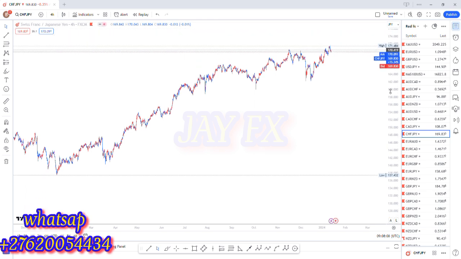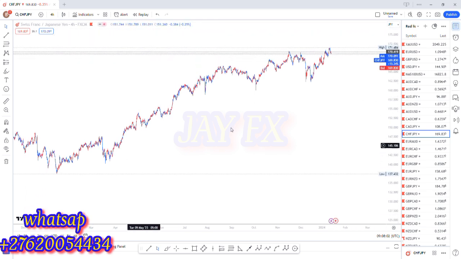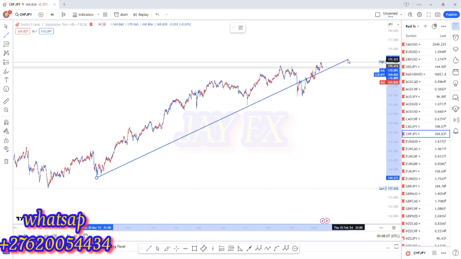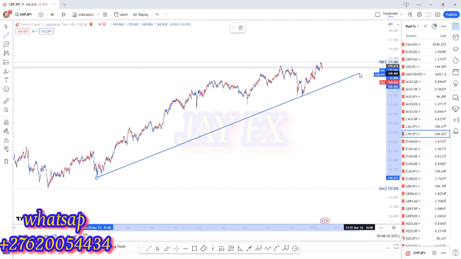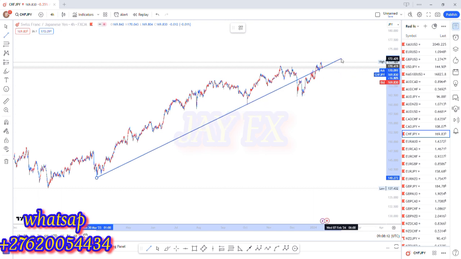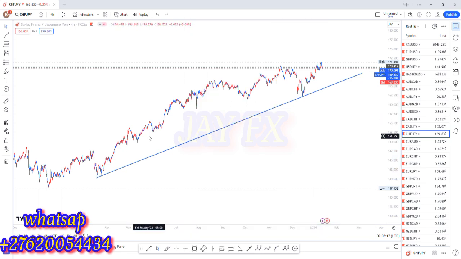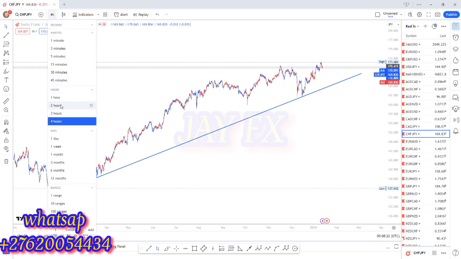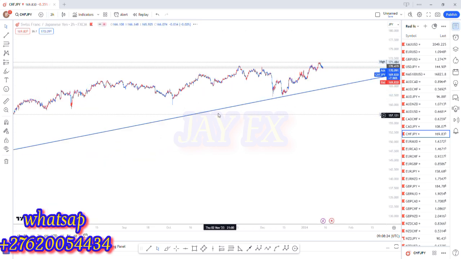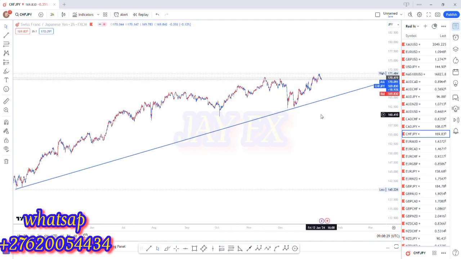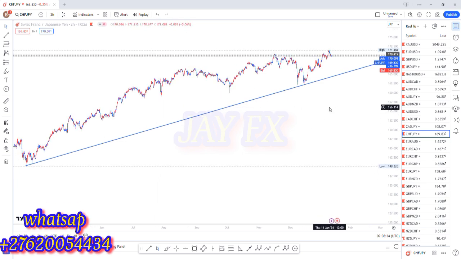So, as you can see from my chart, I'm going to start by drawing a trend line and see what we're going to do, right? So this is what I can draw from the 4 hours time frame. So now we're going to go ahead and check from 2 hours and see what we're going to do with this pair if we use this 4 hours, 2 hours time frame.